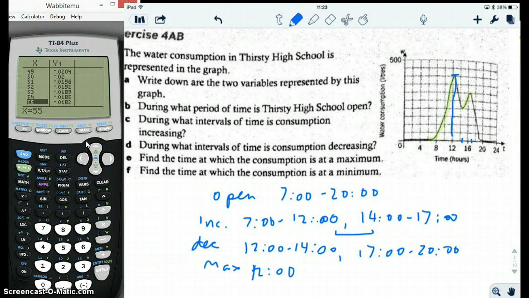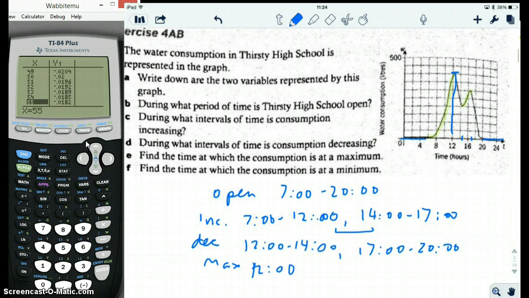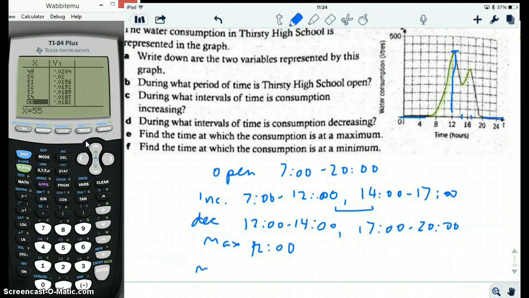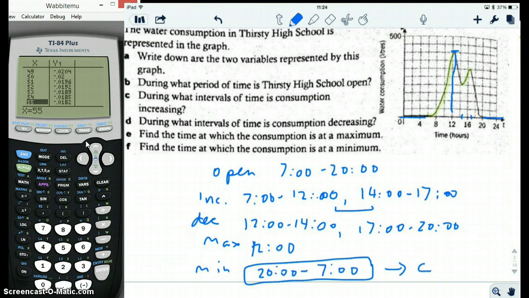And then find the time at which the consumption is at a minimum. Well, I mean, that would be when it's 0, right? So the minimum would be at 2000 hours until 7 in the morning. Okay, and it's at 0. Consumption equals 0 at that time. And that's it for page 1.